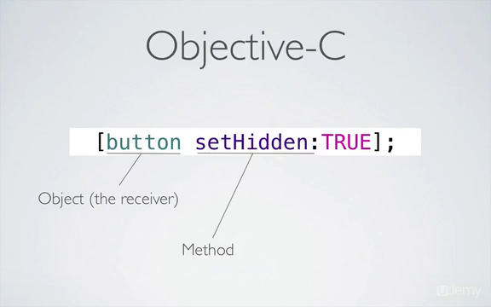In this case, the method is set hidden, and it's telling the button, which is the object, that it needs to do something called set hidden. Some methods need more information on what they should do. This is called an argument. In this case, the argument is true, but we could just as easily put false if we wanted the button to not be hidden. Some methods take multiple arguments.